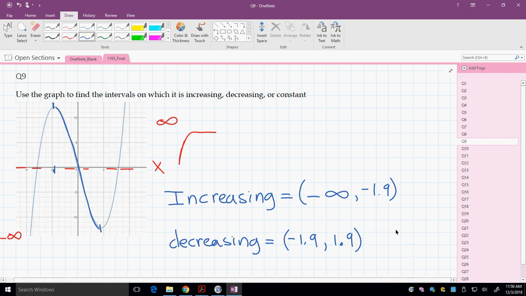So we have two different intervals for increasing. The second one is going to be from positive 1.9 all the way to positive infinity. Those are the sections where the graph is increasing and decreasing.